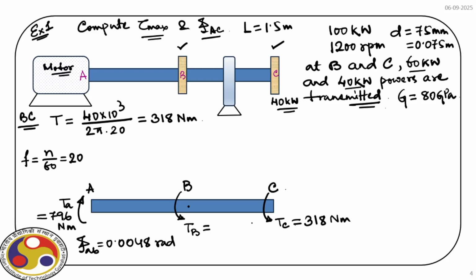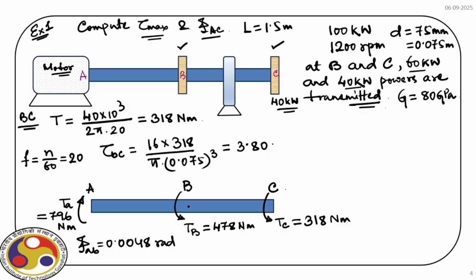Obviously, the difference between these two, 796 and 318, is what is TB, right? So it is 478 Newton meter. Now, tau BC is equal to 16 times 318 divided by pi, and the diameter is 0.075 to the power 3. So this is equal to 3.809 MPa.